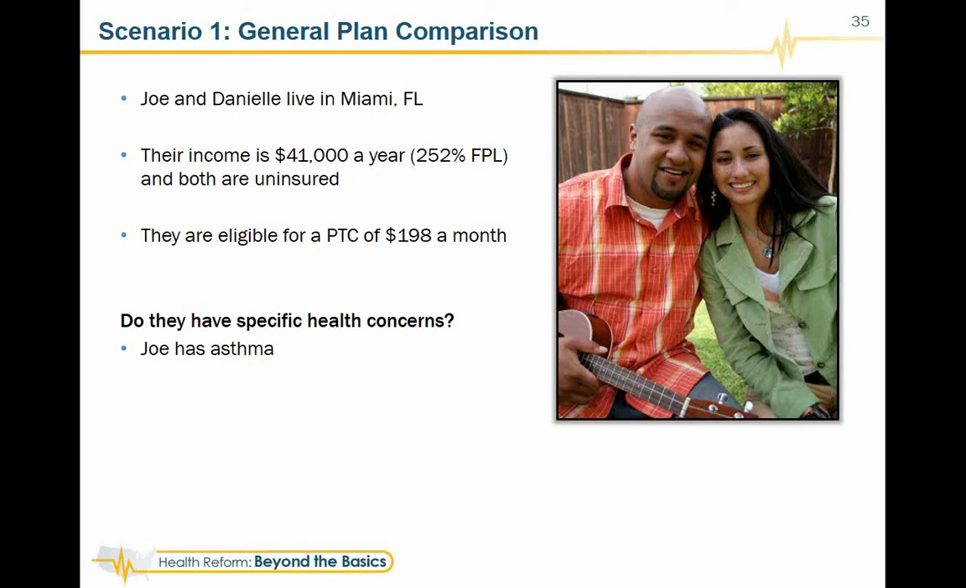For our first scenario, we have Joe and Danielle. They live in Miami, and their income is $41,000 a year. They're both looking for insurance, and we're going to say they're eligible for a premium tax credit of $198 a month. Their income is a little too high for them to qualify for cost sharing reductions. So this is just the premium tax credit is all that they're eligible for. They're relatively young and healthy, but Joe does have asthma, so that's something we're going to look at.